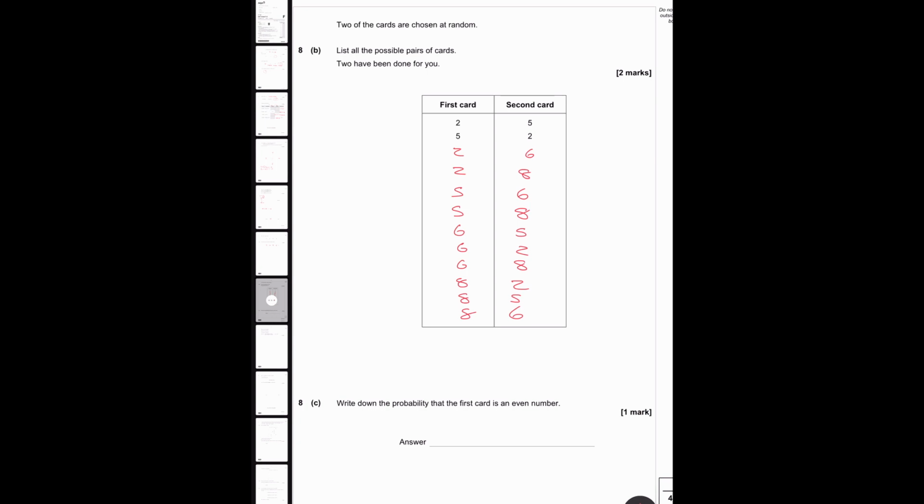The next part of the question says to write down the probability that the first card is an even number, so let's count how many different outcomes we have. We have 12 cards, so this will be the denominator, and we have 9 even cards in the first pull, so we get 9 as our numerator. We could simplify this fraction, but it doesn't ask us to, so we're not going to.